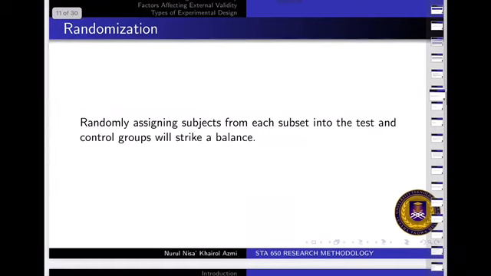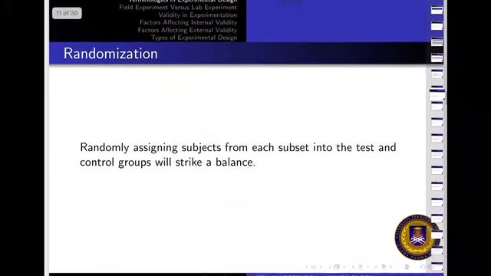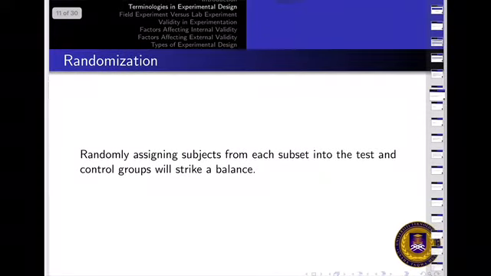Randomization, so we randomly assign subject from each subset into the test and control group to strike a balance. So randomization will reduce the extraneous effect, where it can help to determine the effect of the true relationship between independent and the dependent variable.